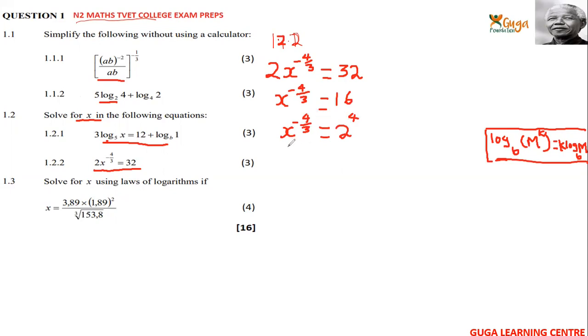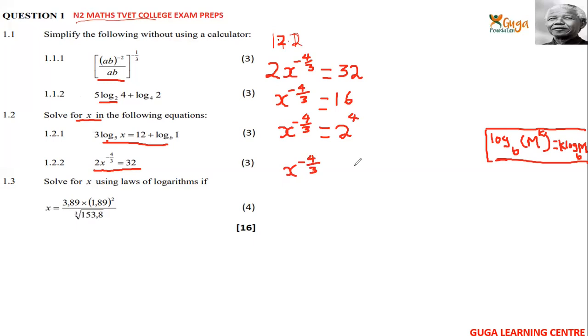Mind you, we're solving for x. Then what do we do? What will happen if we come and multiply by the inverse or reciprocal of negative 4 over 3? In other words, what will happen if we say we've got x to the power of negative 4 over 3.